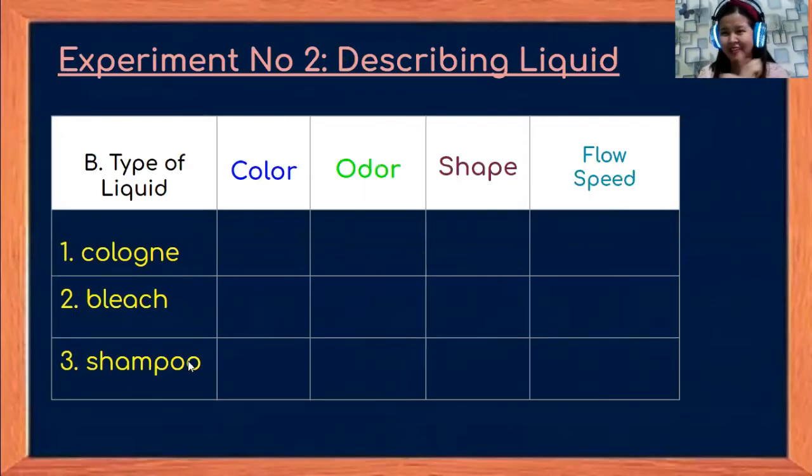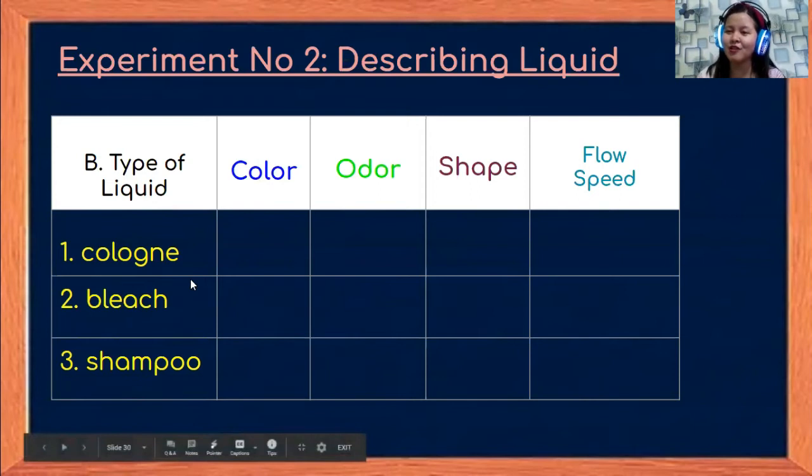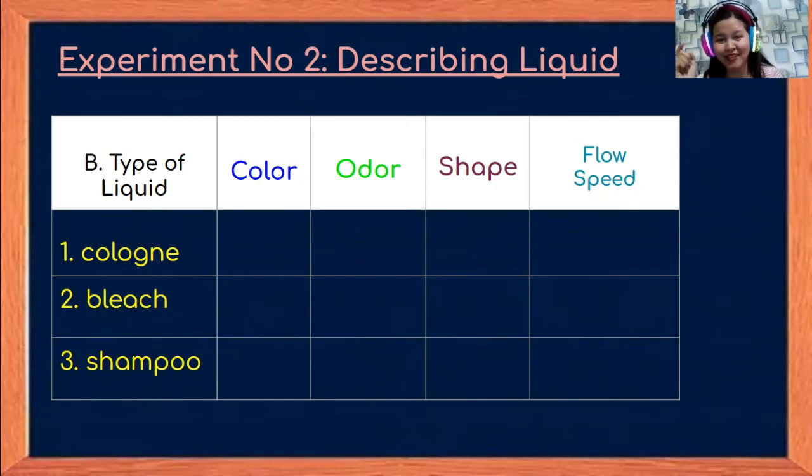Okay, so you describe the color of the cologne. You can open the bottle and look at the color of the cologne. And also the odor. Smell your cologne if it is good or bad. Shape. Look at the shape of your cologne container, and you can tell the shape of your cologne. And the flow speed. Try to flip your cologne up and down for you to know if it flows fast or if it flows slow. You can do this later after you watch this video.